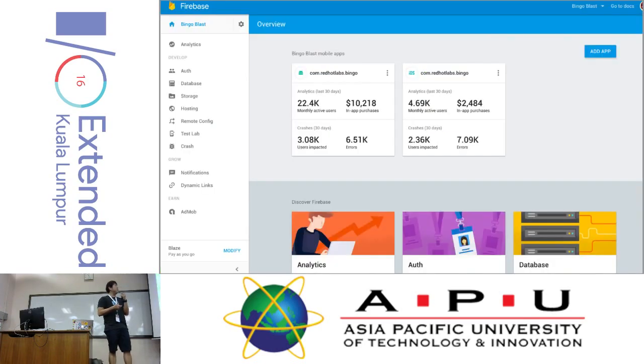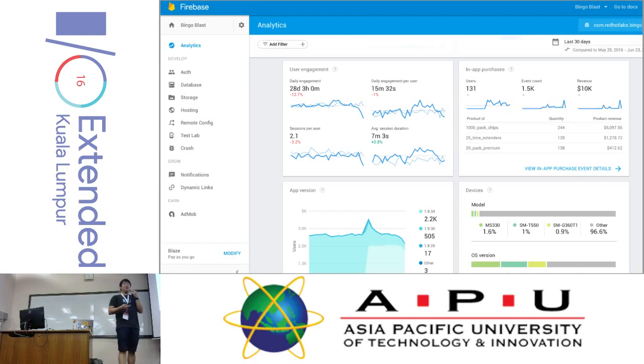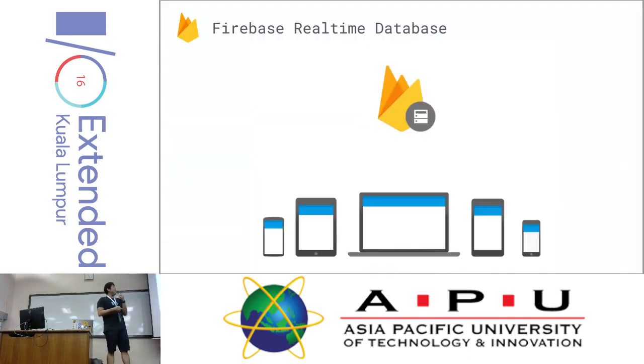If you go into the Firebase console, it looks something like this. Immediately after you drop in a piece of code, you will be able to know how many users are using it, how many crashes, and hopefully you don't get like 2.36K crashes in 30 days. That would be devastating, I would say. But yeah, more graphs, more charts. If you're into data, this is definitely your thing. So that's analytics.